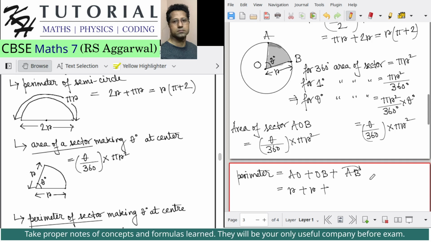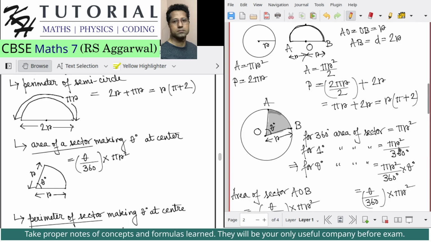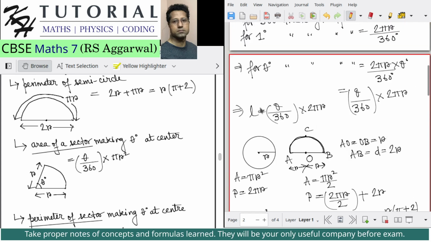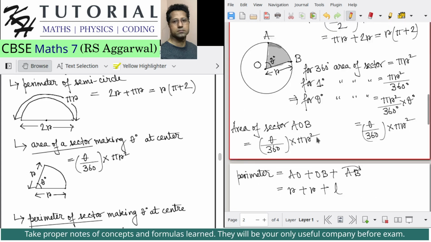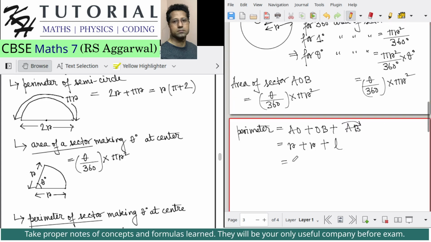We know that AB is the arc. AB is basically L. And we know earlier we have found the formula for L, that is the length of the arc that makes an angle theta degree at the center of the circle. L was theta by 360 multiplied by 2 pi R. So this becomes twice R plus theta by 360 multiplied by 2 pi R.